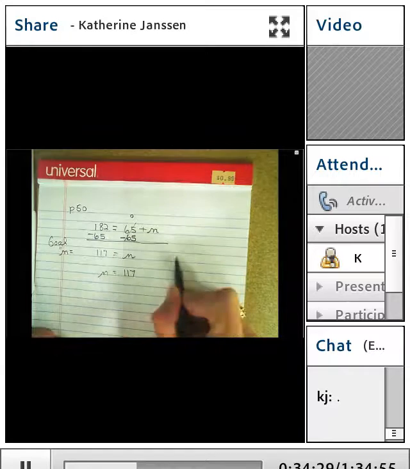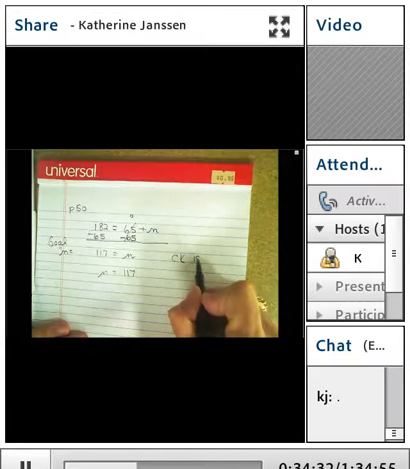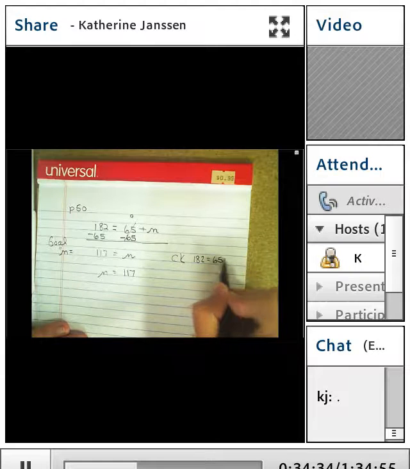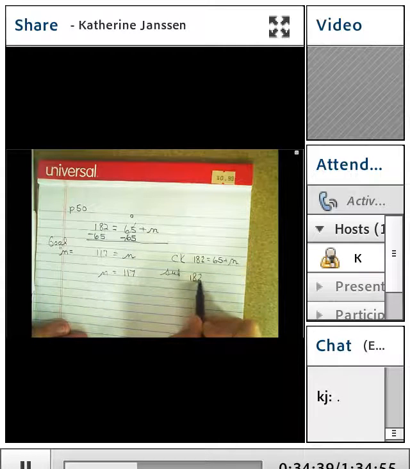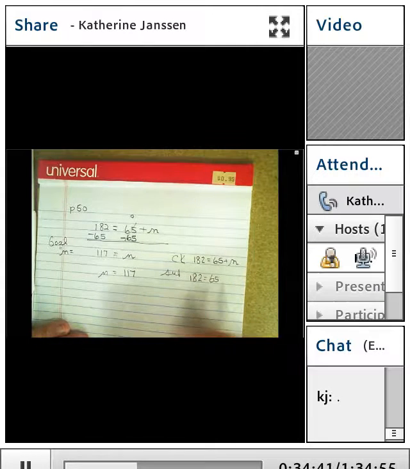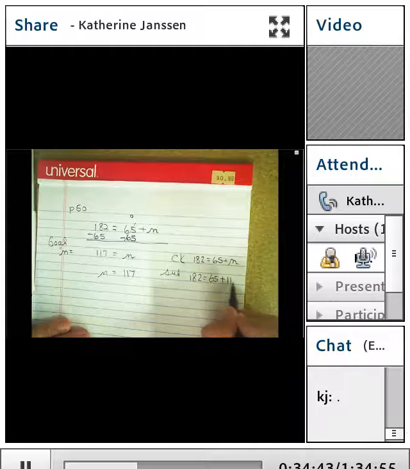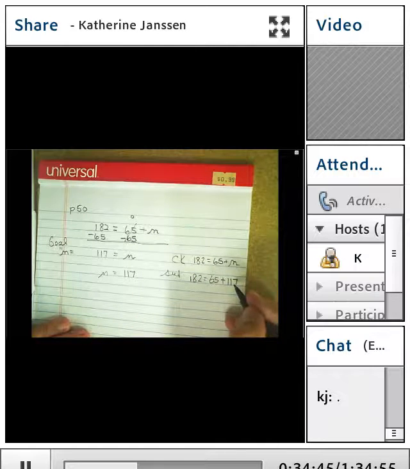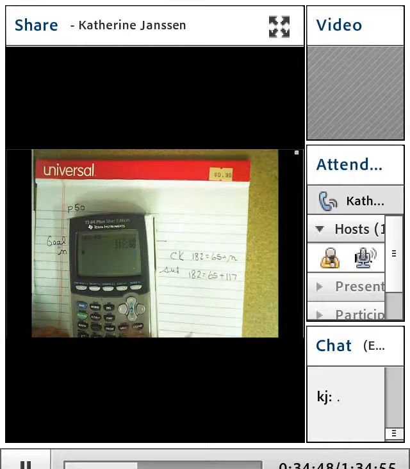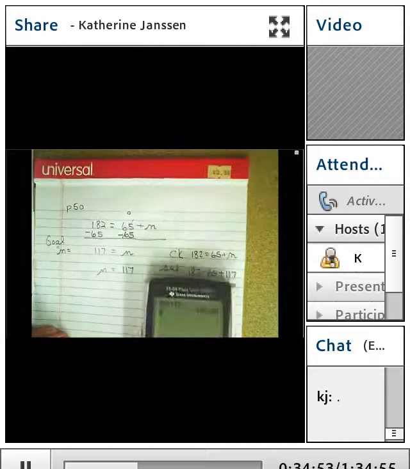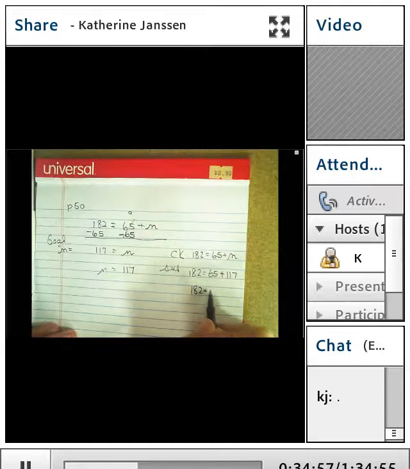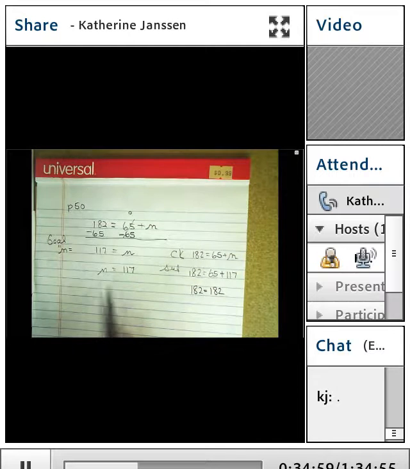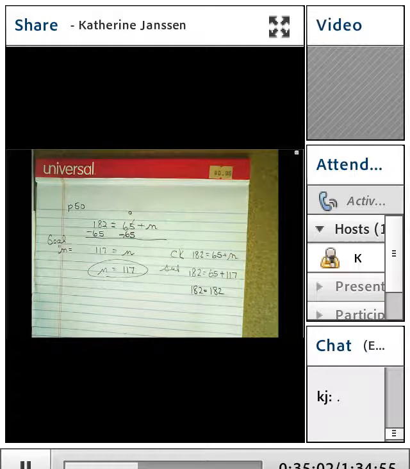But we should check our answer. We had 182 equals 65 plus n. I'm going to substitute my value, which I'm saying is 117, for every occurrence of n. And 65 plus 117 is 182. That is true, so I can circle my answer.